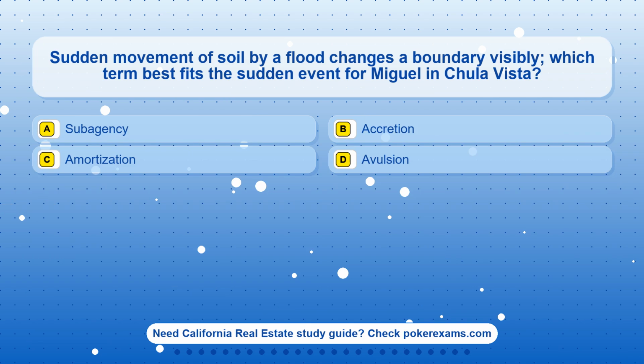Question 23. Sudden movement of soil by a flood changes a boundary visibly. Which term best fits the sudden event for Miguel in Chula Vista? Option A. Supervising. Option B. Accretion. Option C. Amortization. Option D. Divulsion.